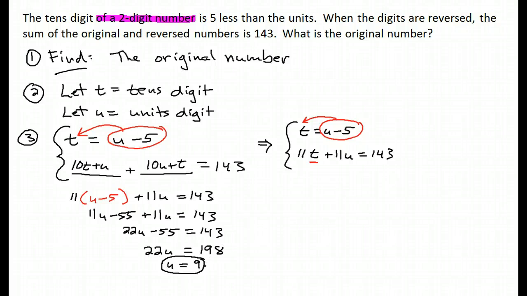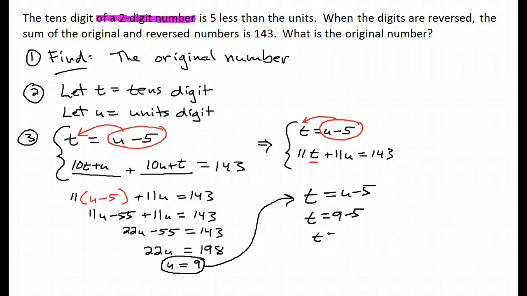So now I'm going to take that, and I'm going to come up here, and I have to find out what t is. So take that top equation, t equals u minus 5, and put in 9. I get t equals 4.